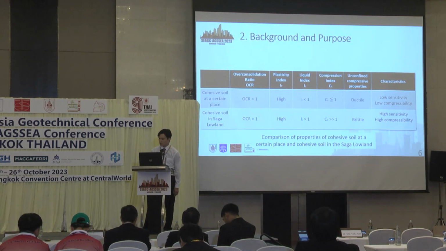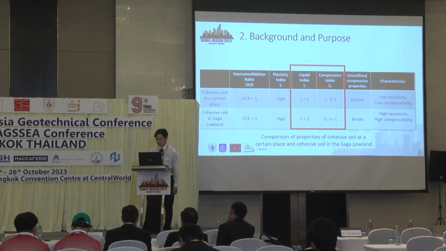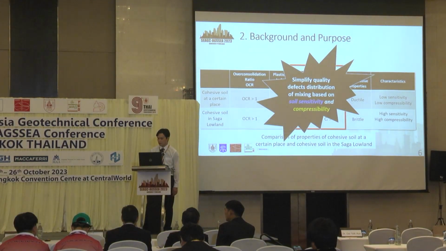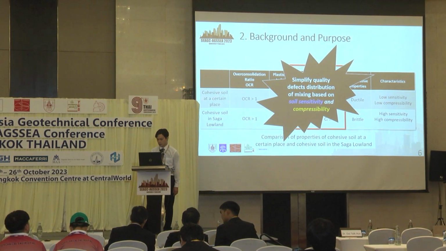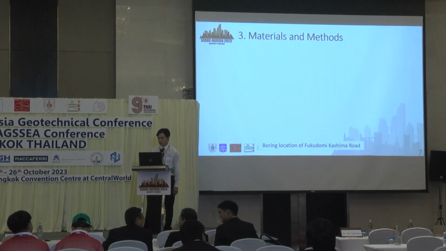And comparing the condition of the unconsolidated cohesive soil at a certain place with that of the cohesive soil in the lowland of Saga, the soil at a certain place showed lower sensitivity and compressibility, which may have contributed to the quality defects in mixing. In this study, we attempted to simplify quality defect distribution of mixing based on soil sensitivity and compressibility. And the materials and methods will be explained next.